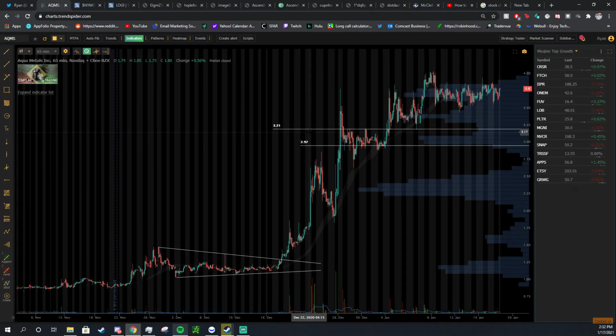I don't know what this company does, I really don't. But I do like the consolidation before breaks. It's pretty consistent. This is the only time we got a wedge down and then a break.